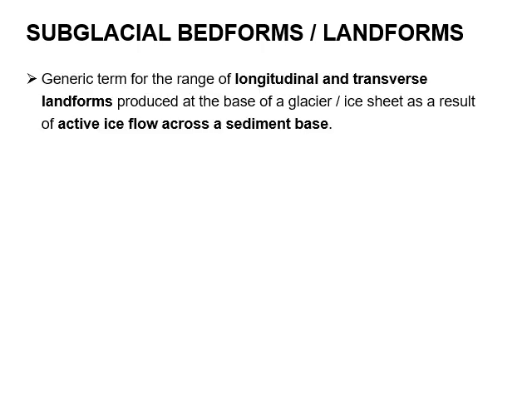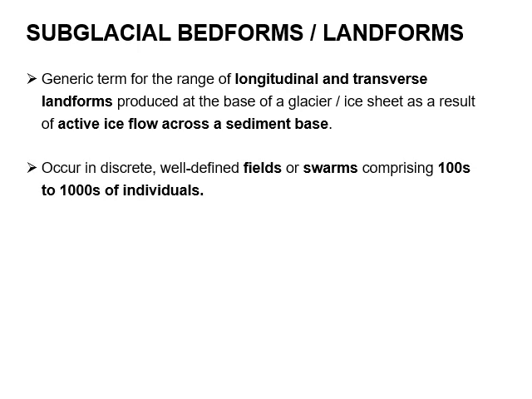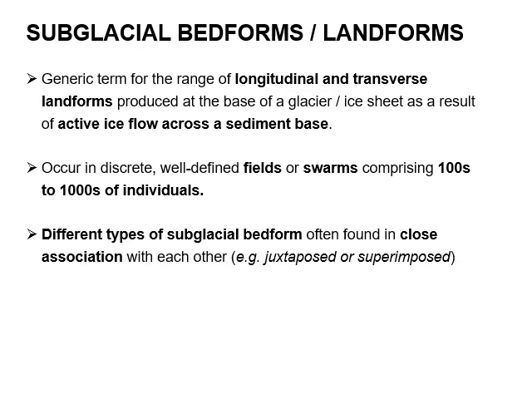Subglacial bedforms or landforms are the generic term for this whole range of longitudinal and transverse landforms that are produced at the base of a glacier, but the glacier is usually in either fast or slow motion. So these landforms most of the time do not occur on their own. Once you find one, you actually can find hundreds or thousands of these. And the collection of these are called fields or swarms of these landforms.